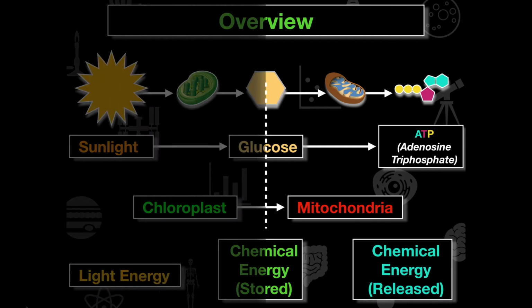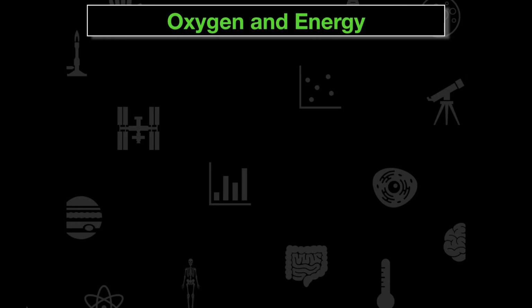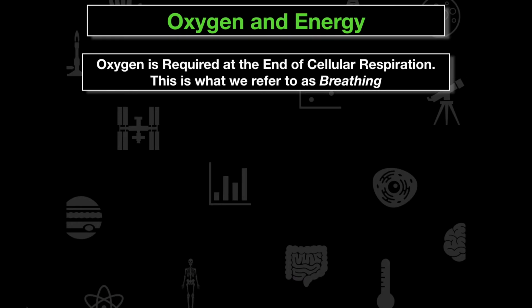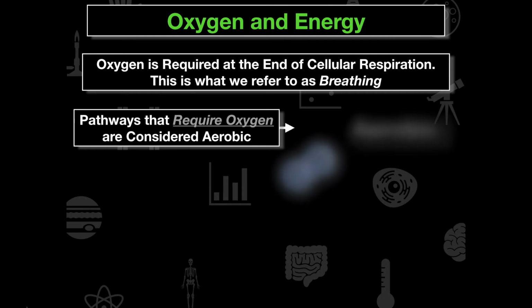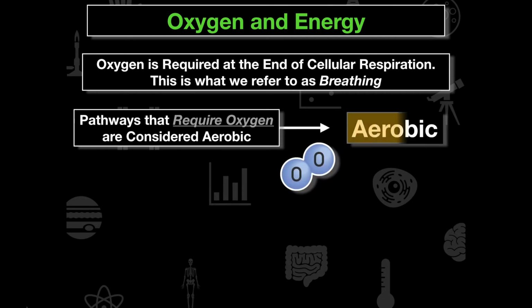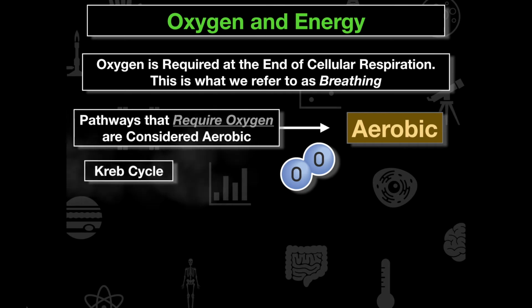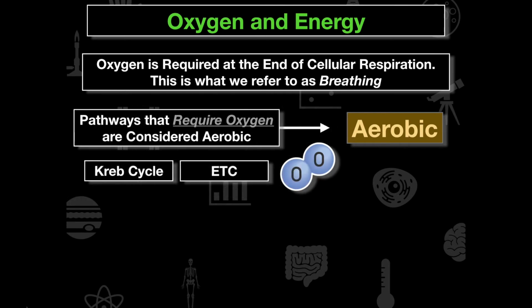So far we've looked at photosynthesis, that's everything on the left, and now we're looking at everything on the right. So let's go through and look at oxygen and energy. Oxygen is required at the end of cellular respiration, and this is what we refer to as breathing. Pathways that require oxygen are going to be aerobic. So aerobic, remember, requires that oxygen. The Krebs cycle and the electron transport chain both require that oxygen.